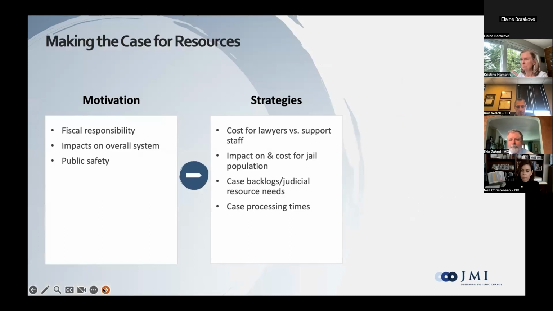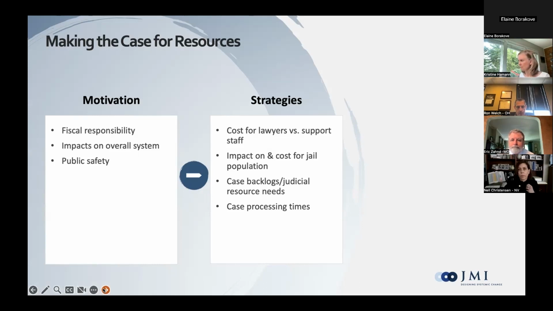So what do you do with this information? I will say right now, we're not in an environment where data is necessarily the most convincing factor politically. That said, it is really important. So one of the things that I advise the offices that we work with is to look for the motivation of funders. Are they fiscally motivated? Are they motivated based on the impact to the overall system, on public safety? And then define your strategies for making your case for resources around that.